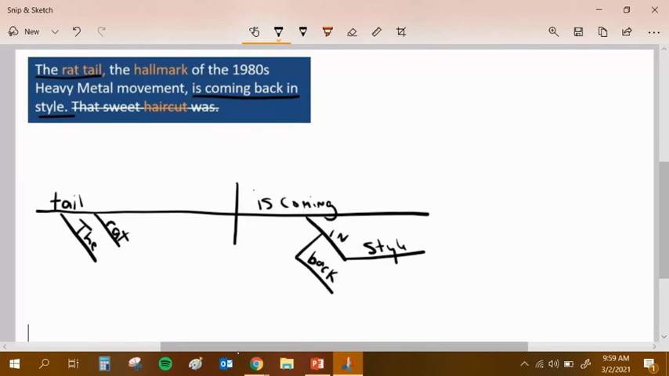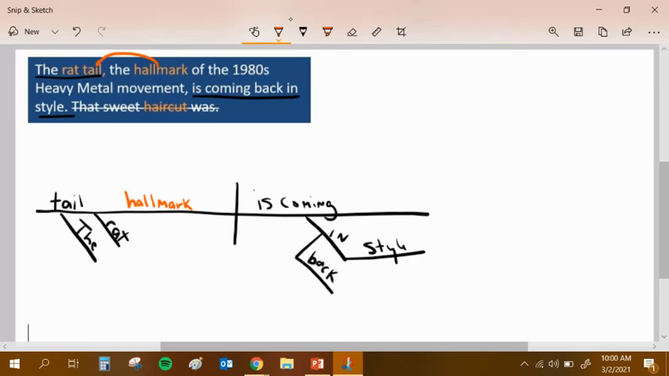But what I have here is also my appositive. So I'm going to change my color here. Think about how the word hallmark is renaming tail. It's also the subject. It's like saying the hallmark of the 1980s heavy metal movement is coming back in style. You're like, what's the hallmark of the 1980s heavy metal movement? The rat tail. So basically, hallmark and rat tail are the same thing. So it's also the subject. So I'm going to put the word hallmark here. It's also the subject. Now, I didn't split it because I don't have two subjects. I'm not saying the rat tail and the hallmark of the 1980s heavy metal movement is coming back in style. No, they're the same thing. Both words are basically trying to do the same job. They're both trying to be the subject. This is just simply renaming rat tail.